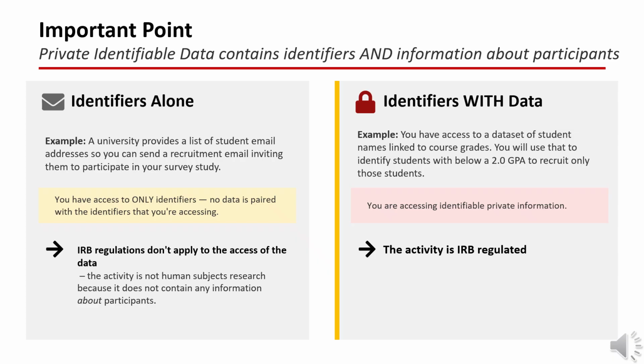Scenario B, identifiers with data. Now imagine you have access to a data set with student names linked to course grades, and you want to use that to identify students below a 2.0 GPA to recruit only those students. Here you're accessing data about participants that contains identifiers. The activity is regulated, and we need to evaluate if consent is needed for the access of this data.